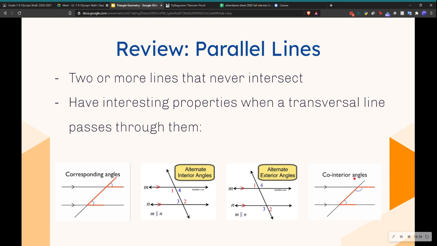All right. We're going to review parallel lines. Maybe some of you don't know this, but parallel lines represent two or more lines that never intersect each other. And these parallel lines usually have interesting properties when you cross a line. It's called a transversal, when you pass a line in between the two parallel lines.